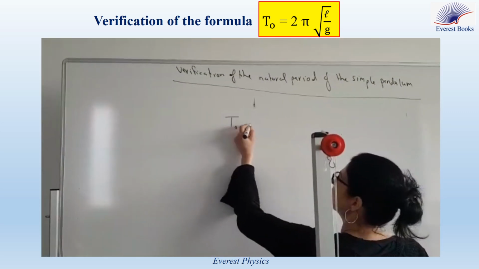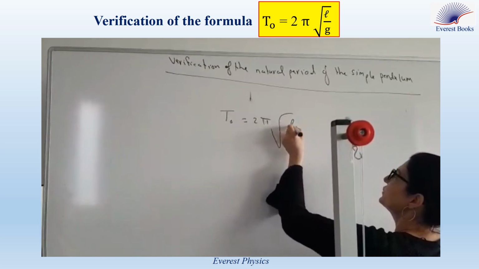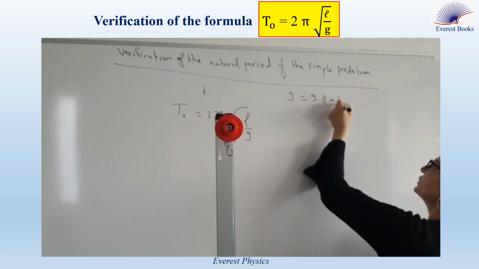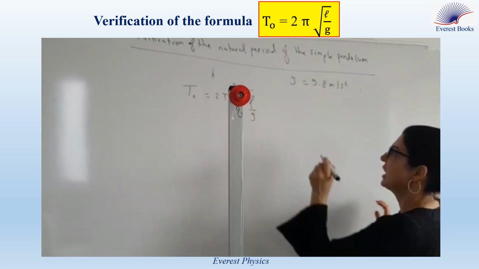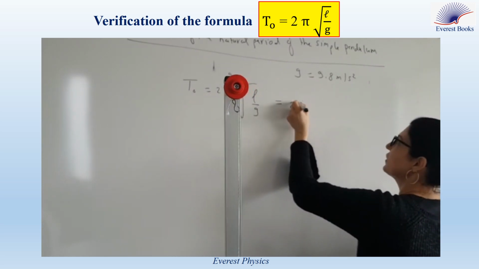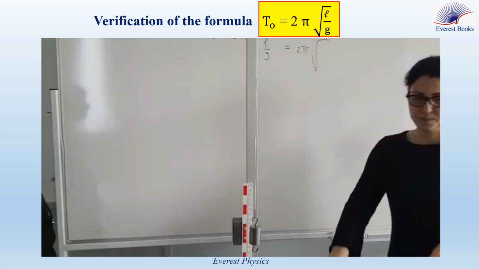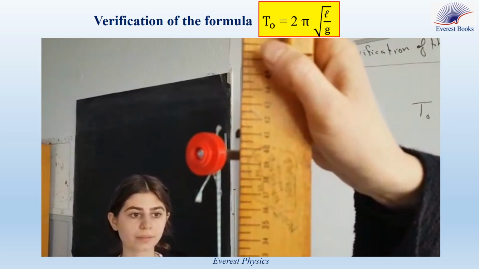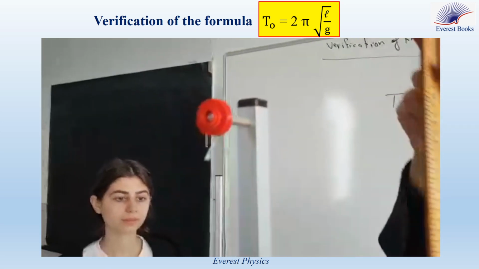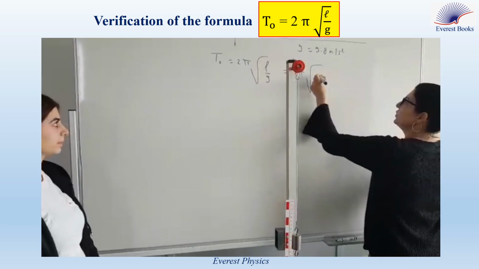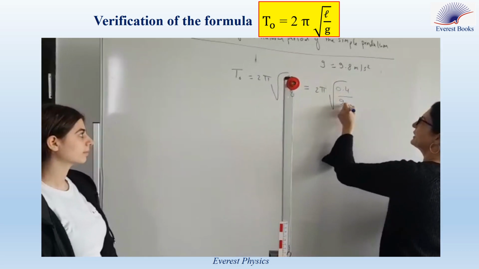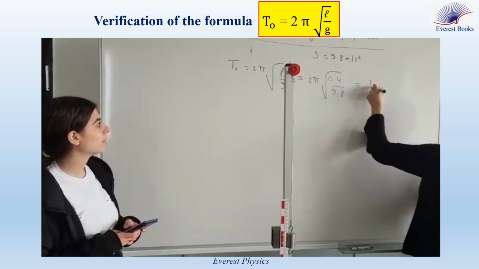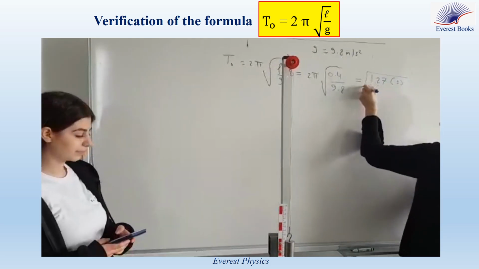Let's verify the formula that gives you the natural period of the simple pendulum. So we have T0 is equal to 2 pi times the square root of L over g. Let's take g as 9.8 meters per second squared. Now I will measure the length of the chord. So this is the length of the chord. It is 40 centimeters. So 2 pi times the square root of 0.4 over 9.8, and the answer is 1.27 seconds.